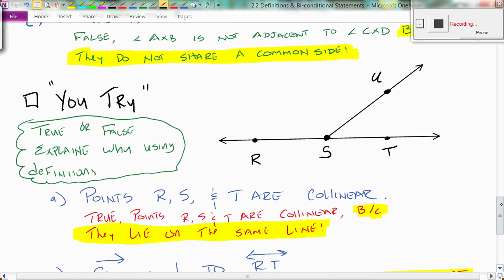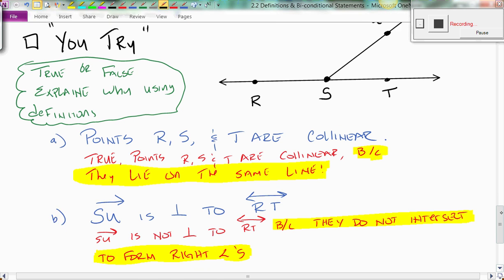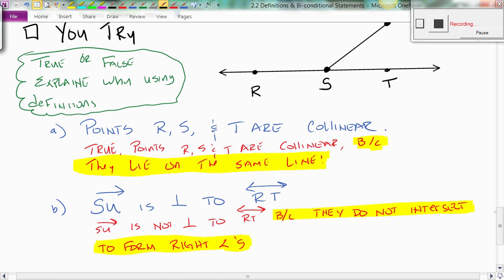Then I had a you try. Okay, I gave everybody a picture and said points R, S, T are collinear. And in this case they are because they lie on the same line. And ray SU is perpendicular to line RT. And that is false because they do not intersect to form right angles. So that's what we did today.